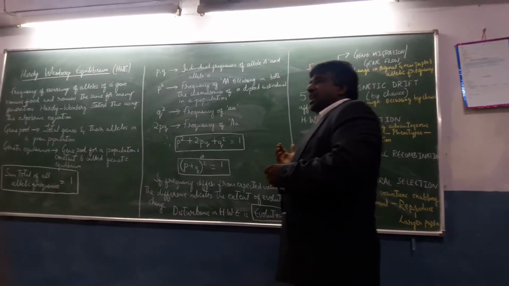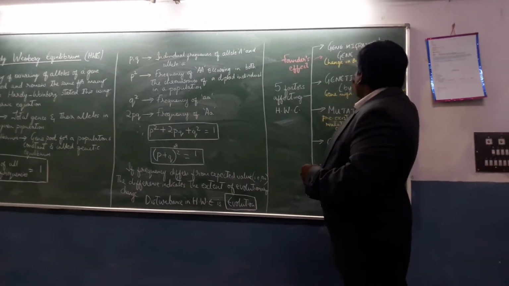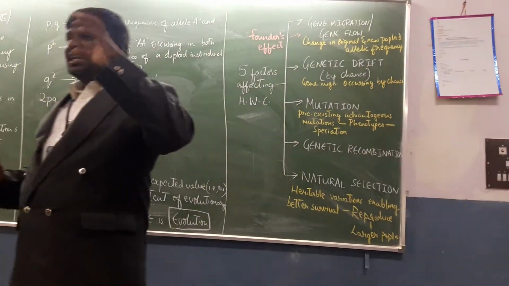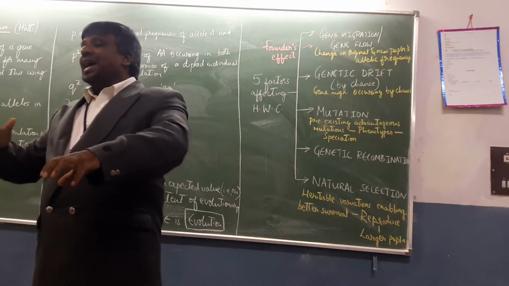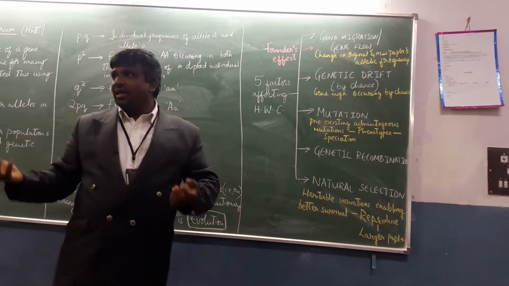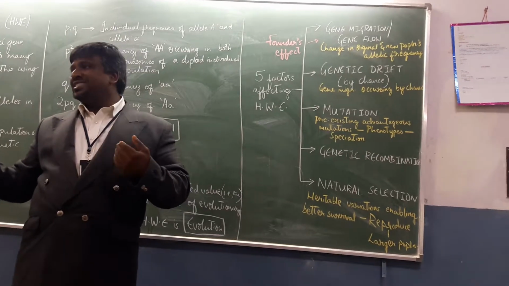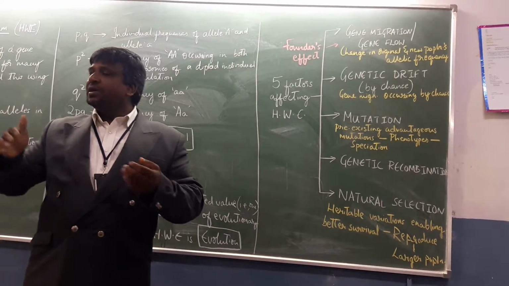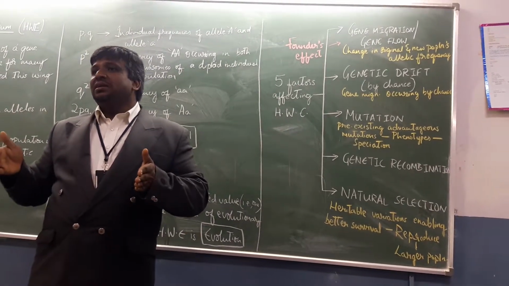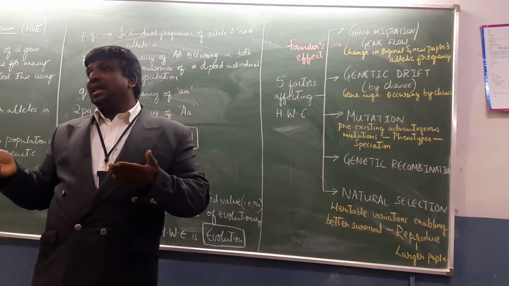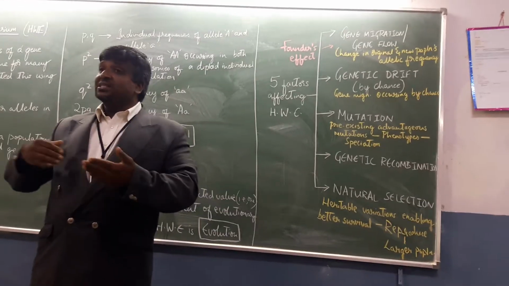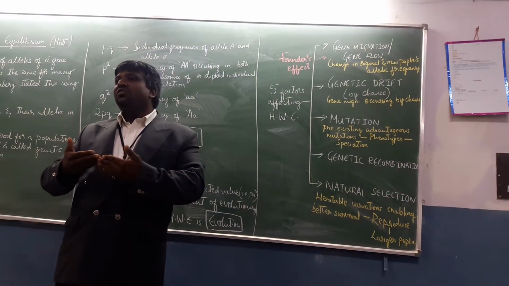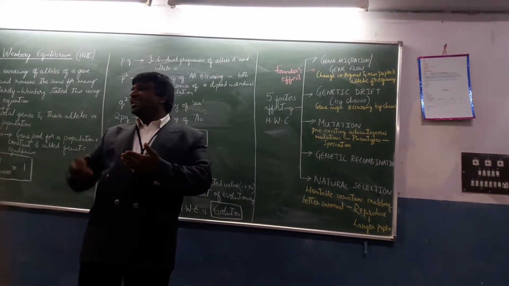So the 5 factors which are affecting the Hardy-Weinberg equilibrium are: the first one is gene migration or gene flow, where there is a change in the allelic frequency of the original population as well as the new population where they go. So this change is going to disturb that population's Hardy-Weinberg equilibrium, which is equal to 1. That gets disrupted. Whenever there is a change in Hardy-Weinberg equilibrium, what does it lead to? Formation of new species. There is evolution taking place.